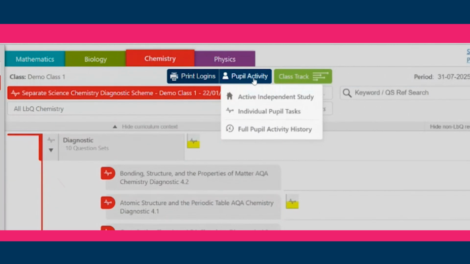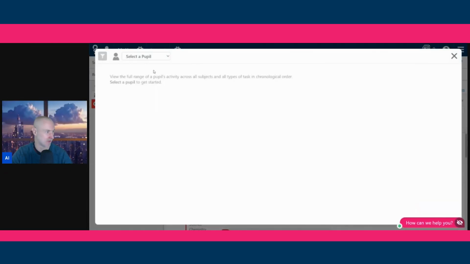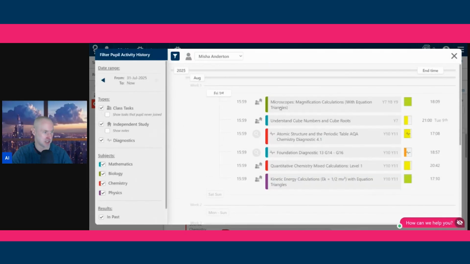So for example, individual student data can be accessed by looking at the pupil activity button. This is great for parents' evenings. You select your student, and this is only a demo account, so my student hasn't done a lot of tasks, but we can see them all here.